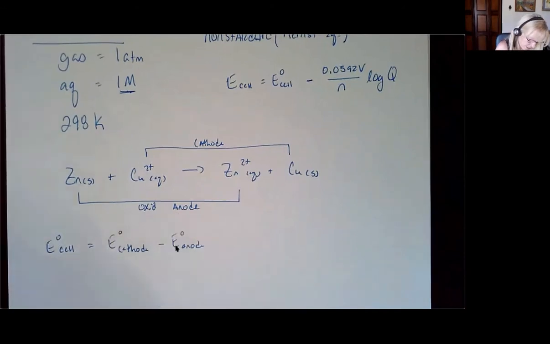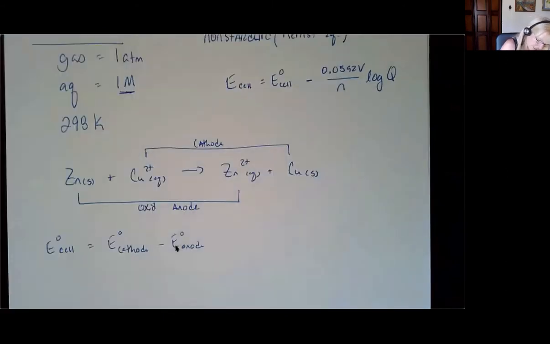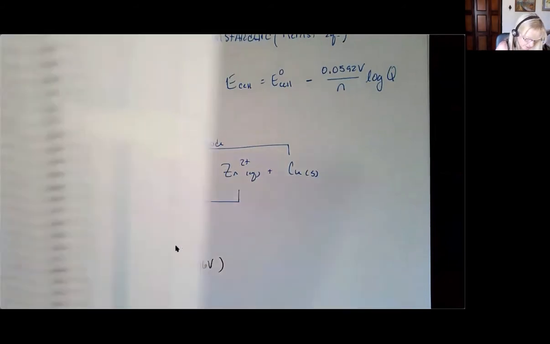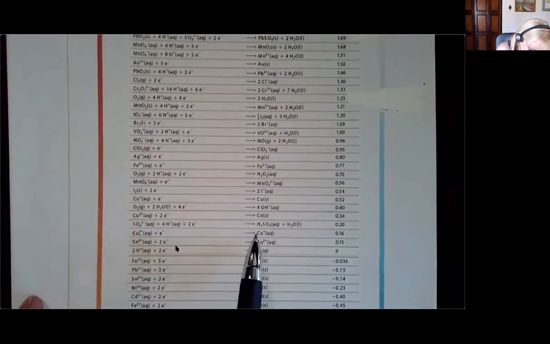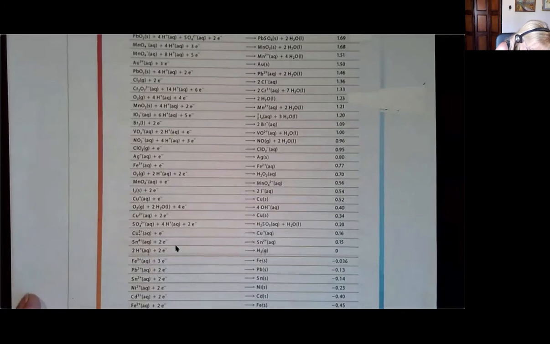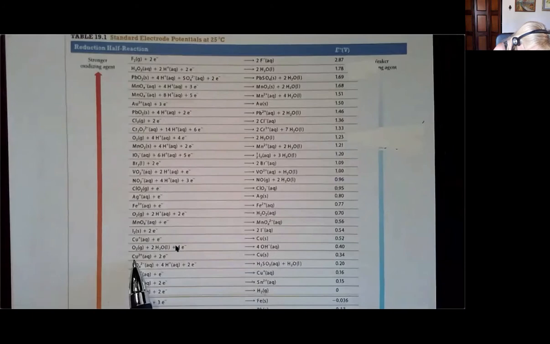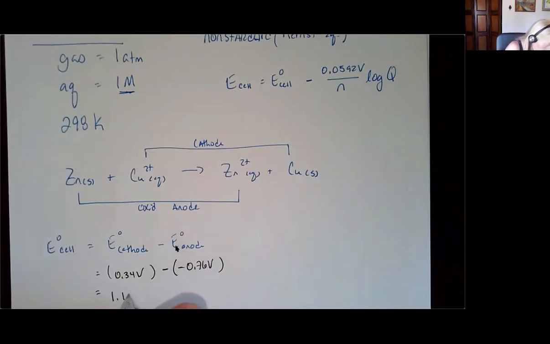So my anode is zinc here. Zinc solid going to zinc ion. That's a negative 0.76. And then my cathode is copper 2 plus going to solid copper. So I'm going to look specifically for copper 2 plus. So I have copper 2 plus going to copper plus. That's not the one I want. I have copper plus going to solid copper. That's also not the one I want. I want copper 2 plus going to solid copper here. Copper 2 plus going to solid copper, that's 0.34 volts. That's going to give me a cell potential of 1.10 volts.